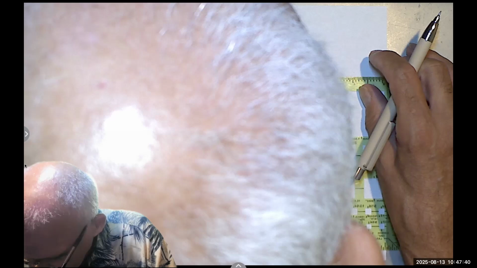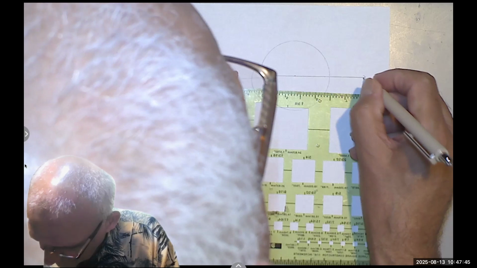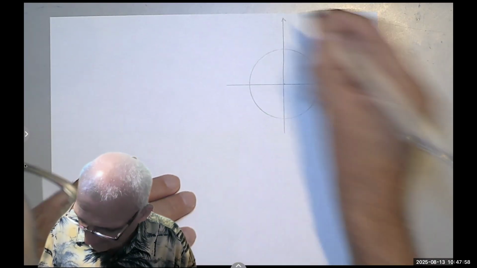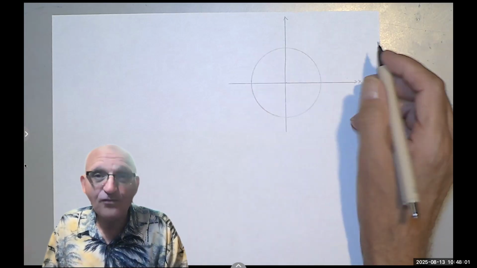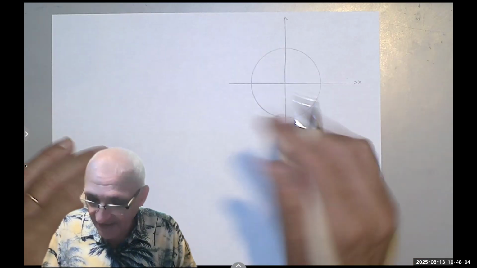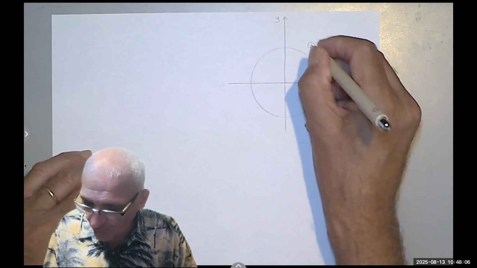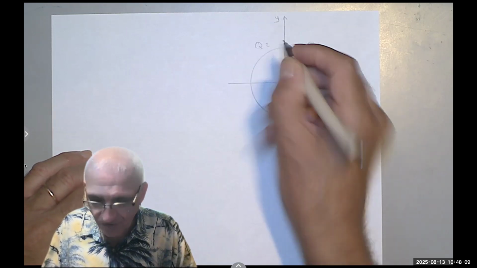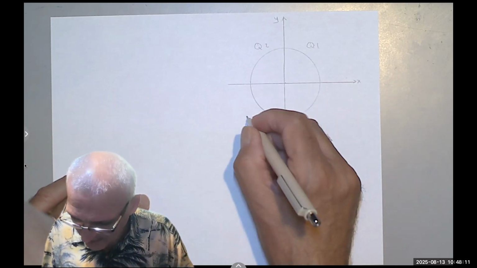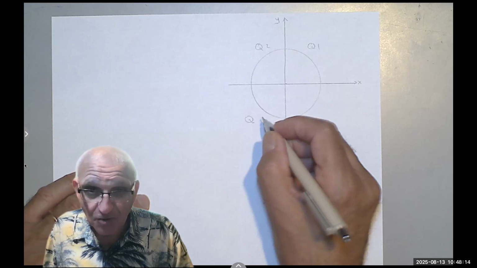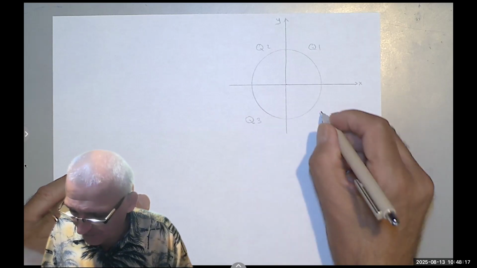So let's draw the x and the y axes. So here is the x-axis, okay? And here's the y-axis. The x and the y divide the circle into 4 quarters, right? We call each one a quadrant. So quadrant 1, quadrant 2, or you can write it in Roman numerals, Q3 and Q4. It doesn't matter.